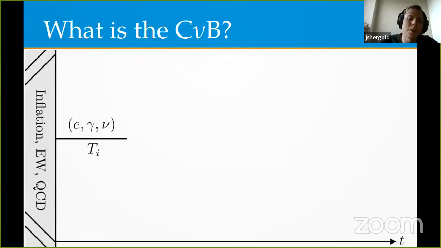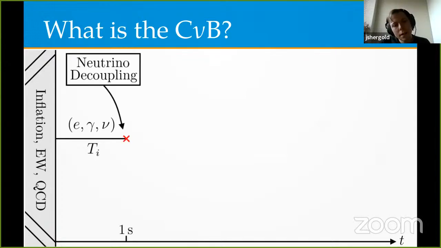So what is the CNUB? When we're talking about the cosmic neutrino background, we're interested in the period of the early universe, just after inflation, electroweak symmetry breaking, and the QCD phase transition, where we've got electrons, photons, and neutrinos all held in equilibrium through a combination of electromagnetic and weak interactions. And these are all at some common temperature, which we're going to call Ti. The universe expands and cools a little bit, to the point where one neutrino interaction takes roughly the age of the universe, and we have neutrino decoupling.